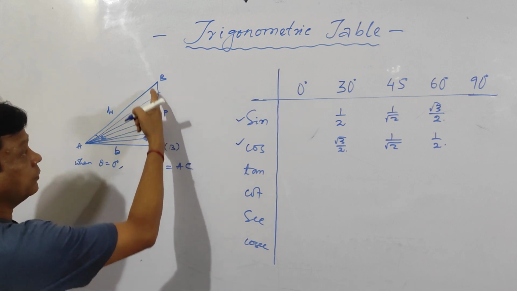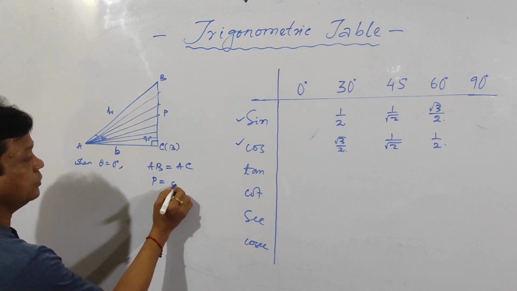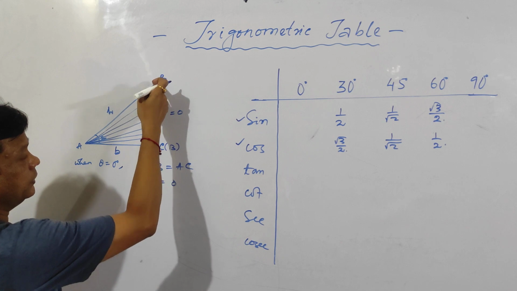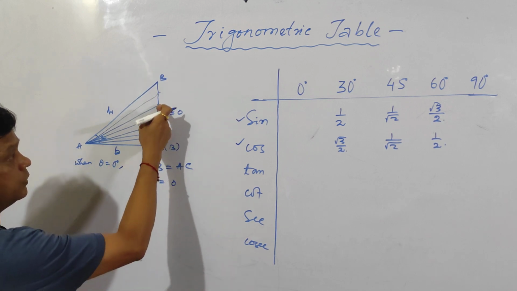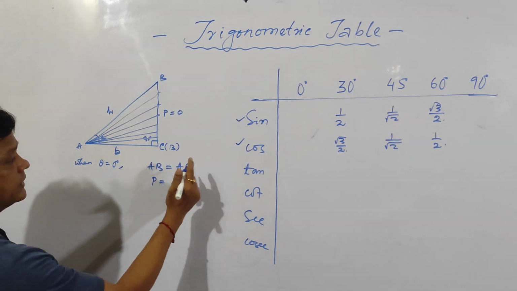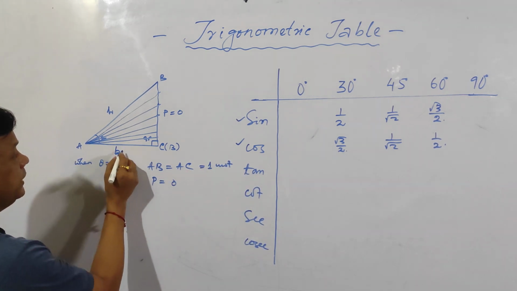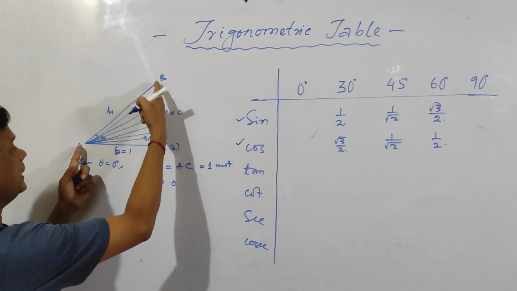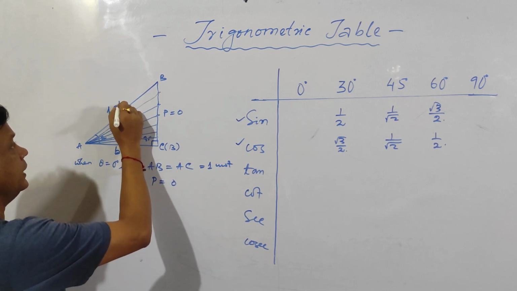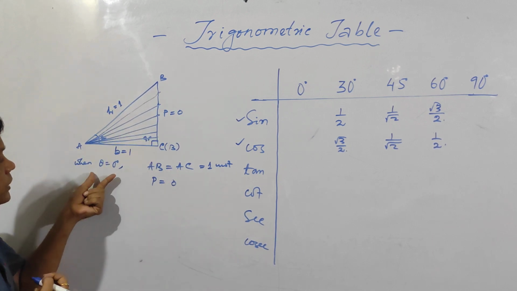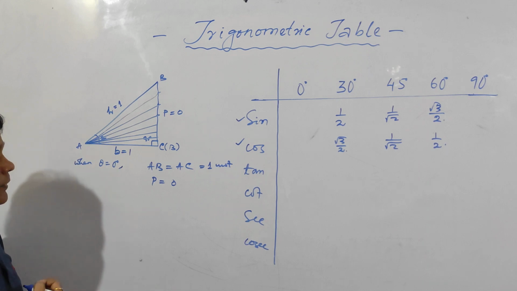And the perpendicular will become 0. Here P is equal to 0, because the point B coincides with C. So P is equal to 0. And AB is equal to AC, let us take as 1 unit. So automatically AC is equal to AB. That means H is equal to 1 and B is equal to 1. Under which condition? When theta is equal to 0.